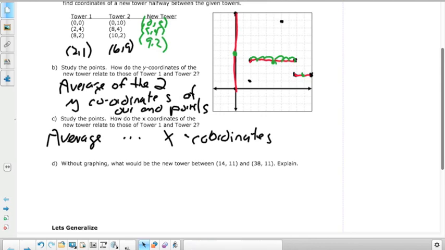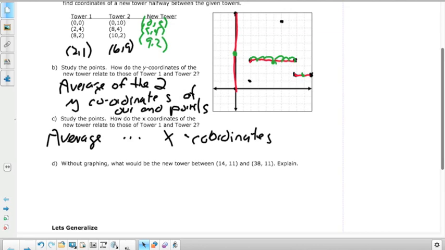So let's say we have two cell phone towers at those coordinates. How do we find the midpoint? What are the coordinates? 2, 1 and 6, 9. Okay, so what Amy says is we just take the average of the x and the average of the y.